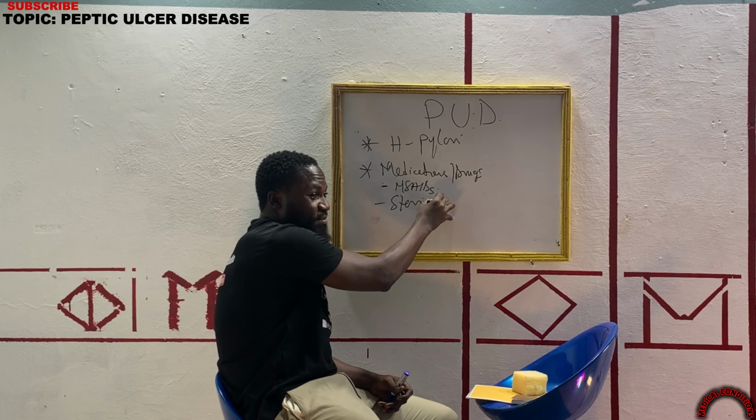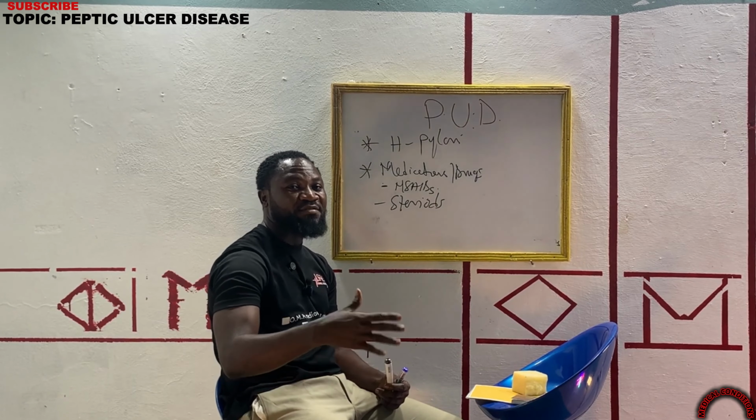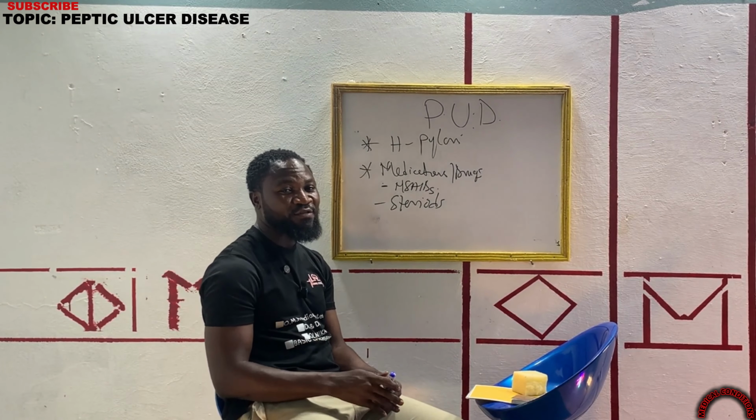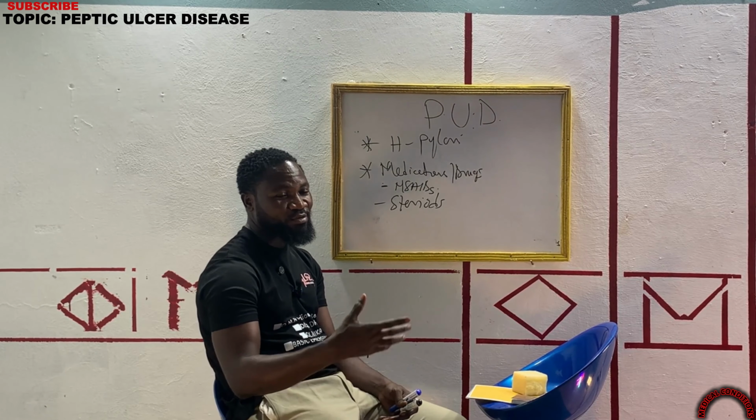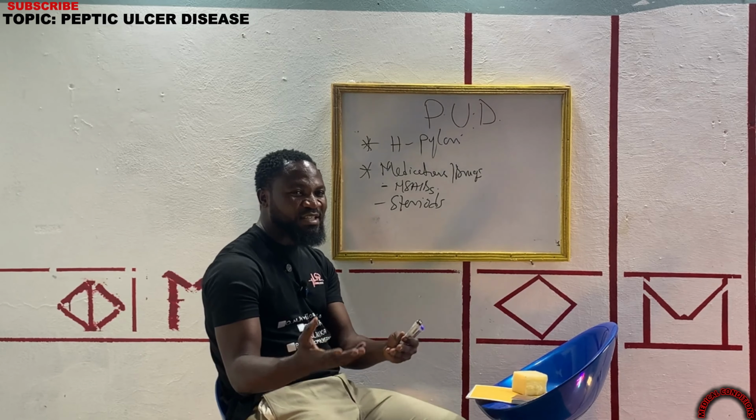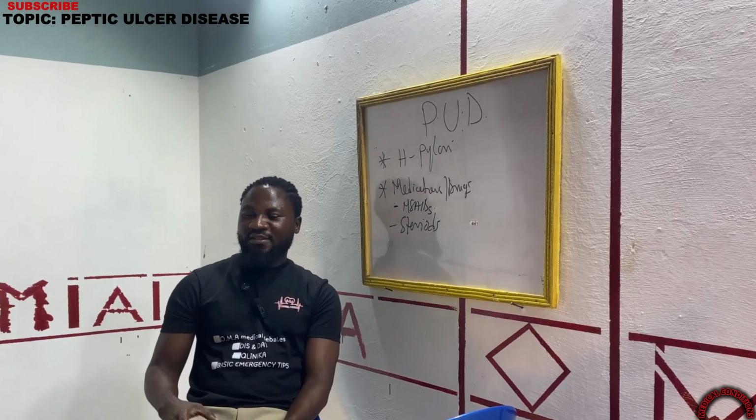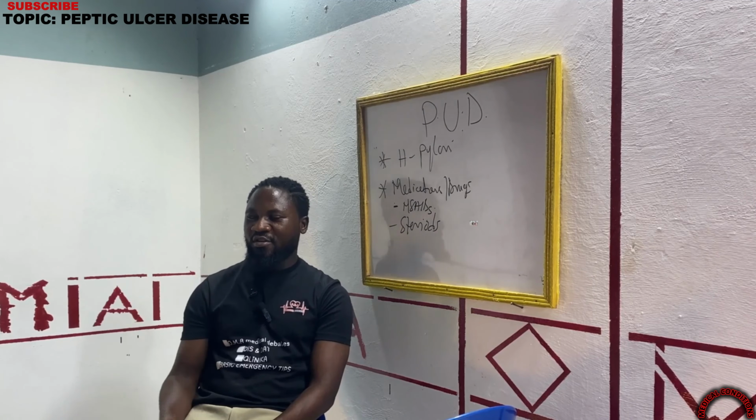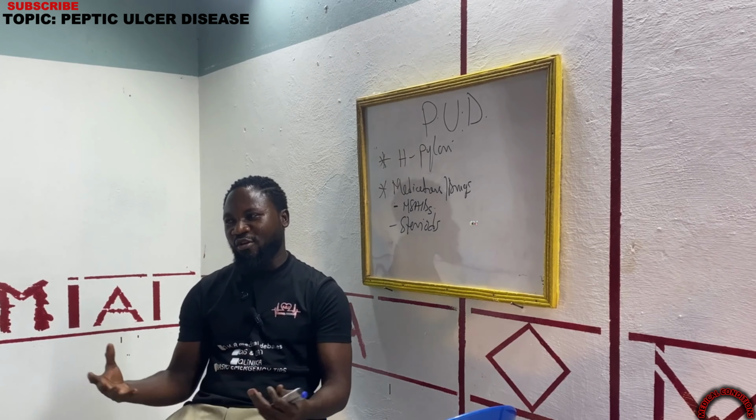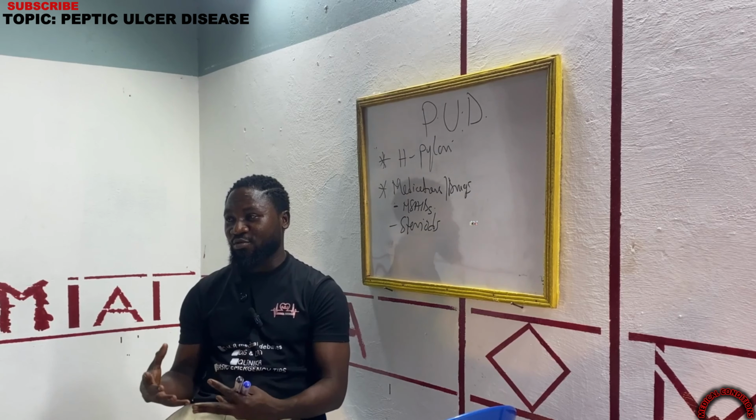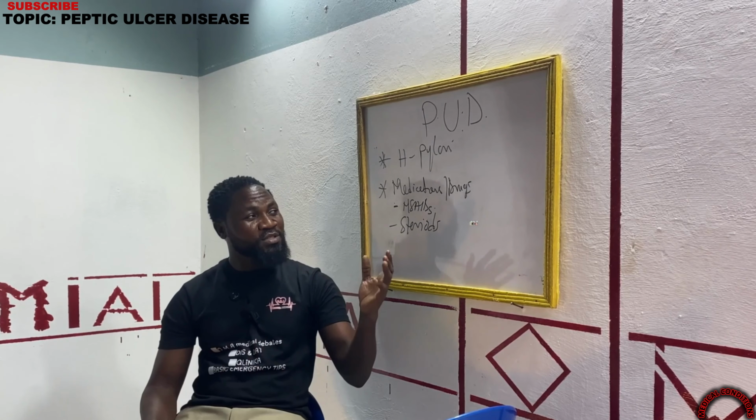Then we have steroids. Steroids also do the same. They prevent the protective layer from even forming at all. So at the end of the day, you expose the stomach mucosa, the stomach lining, to the acid, and all these things are going to occur. Imagine, like I was saying earlier, an acid is poured onto you and you don't have any protective layer. What is it going to do? It's going to burn you.